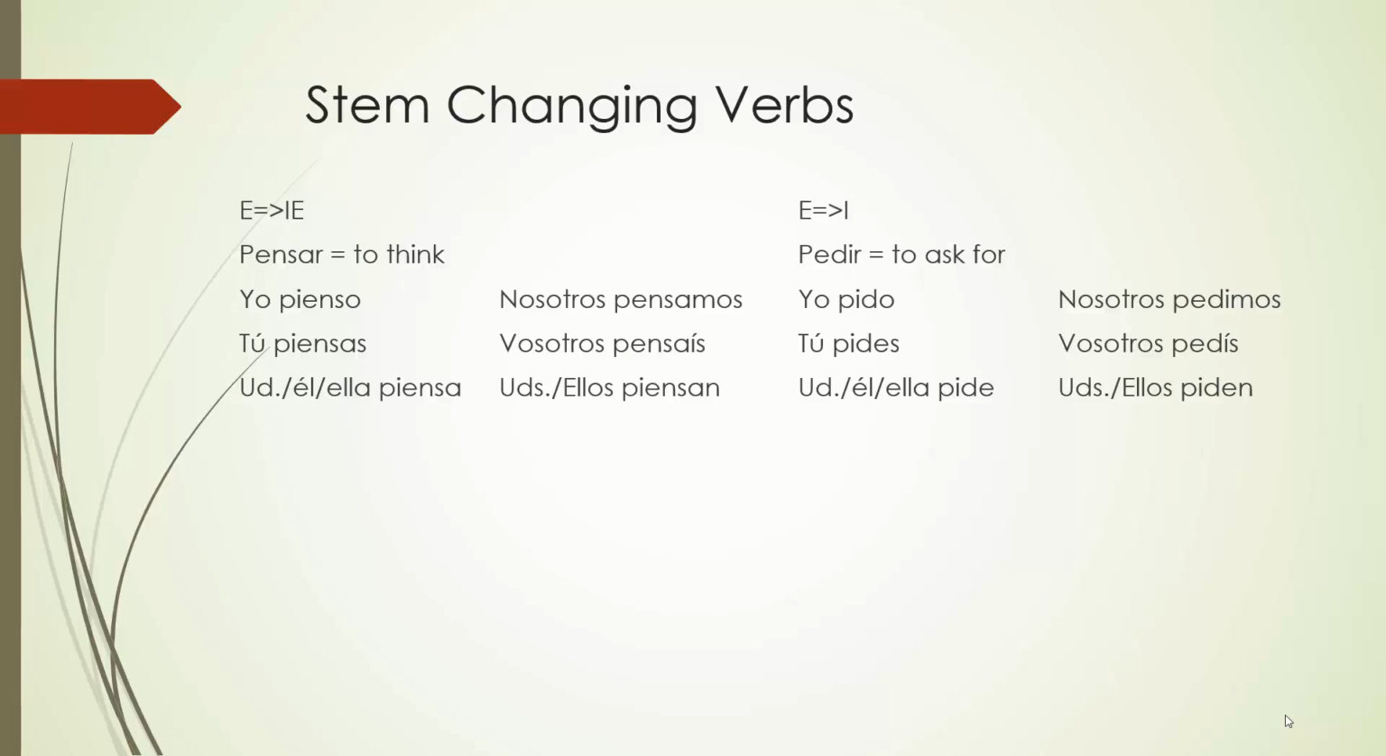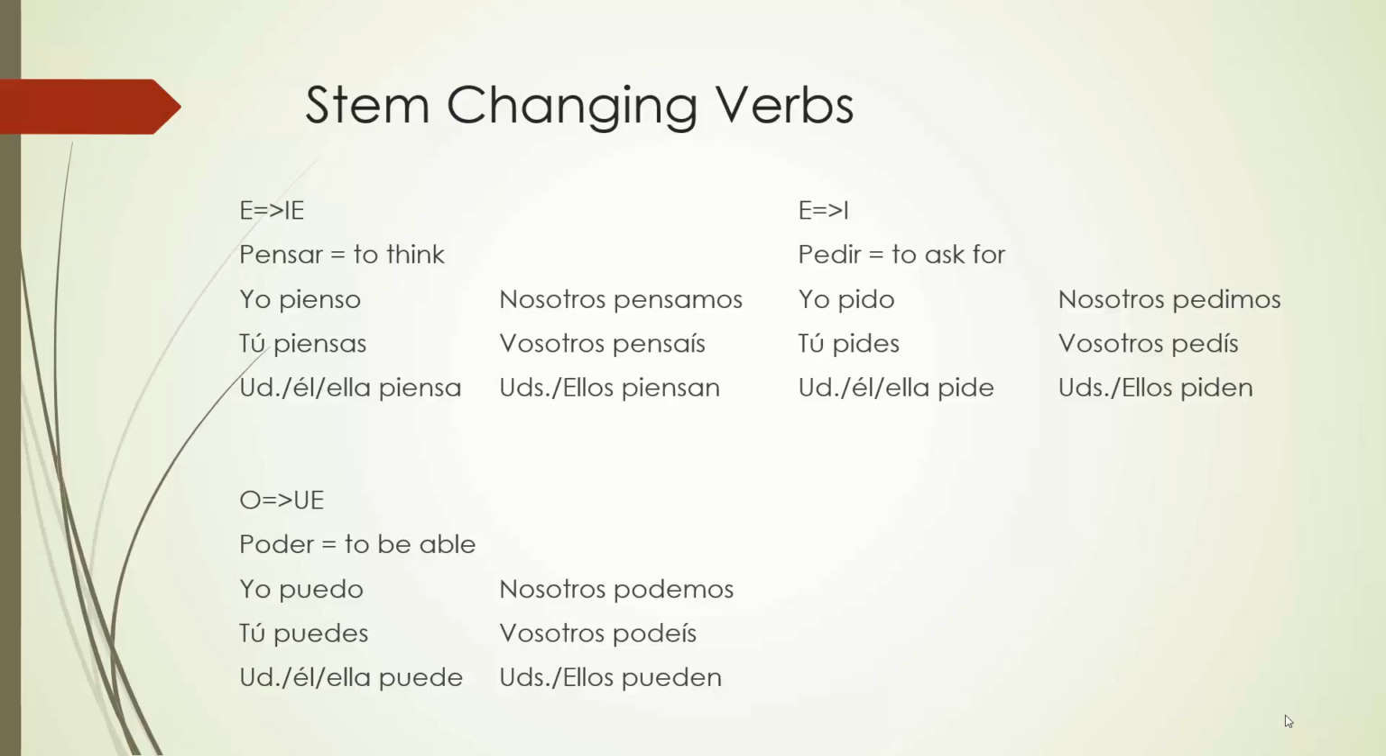Now, you might ask yourself, how do I know if a verb stem changes from E to I or E to IE? There's no way to tell. You've just got to memorize these. You might ask yourself, how do I know that a verb stem changes at all? There's no way to tell. You just have to memorize them. The way that you would know is in your book or in a dictionary. After the verb, they'd put IE in parentheses, or they'd put I in parentheses. And that's how you know it stem changes. That's the only way to tell.